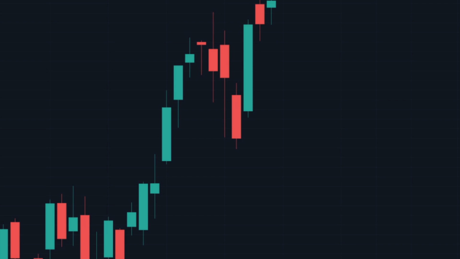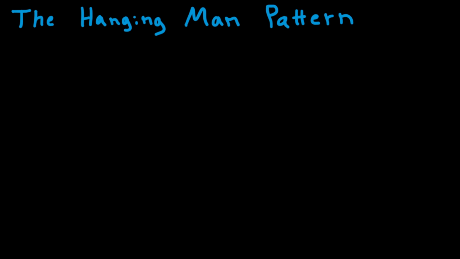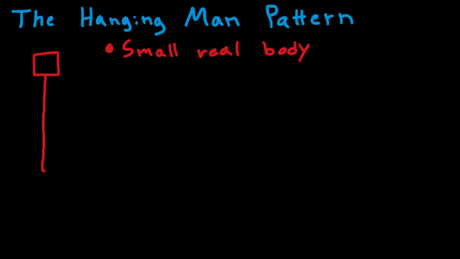Right, so first of all, let's jump into Paint here and take a look at the basics. So the hanging man pattern. Well, we can start off by taking a look at how the hanging man pattern looks and how we can identify it. So first of all, the hanging man has a small real body, and then it has a long lower shadow. So we can actually write that one down. So first of all, it has a small real body, and this part right here is what we call the real body.